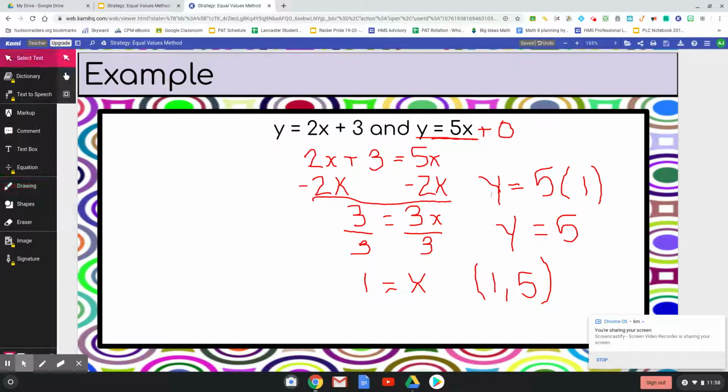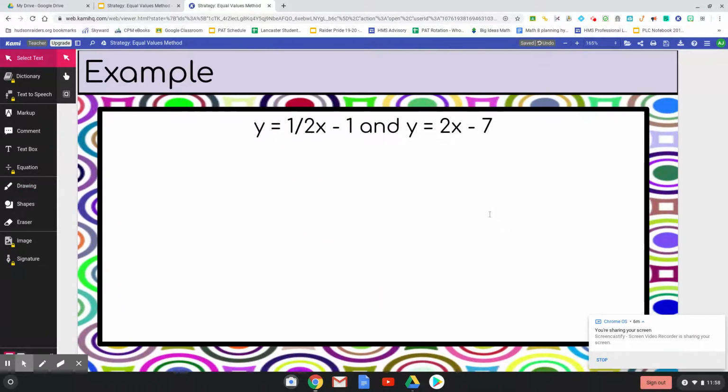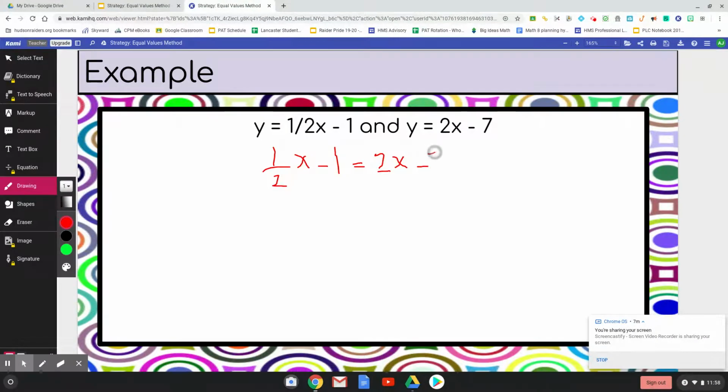Let's look at one last example. This example has two equations. One is y equals 1/2 x minus 1, and the other is y equals 2x minus 7. Because they are both in y equals mx plus b form, we can set them equal to each other. So we're going to follow our steps like we did on the other examples. 1/2 x minus 1 is equal to 2x minus 7.